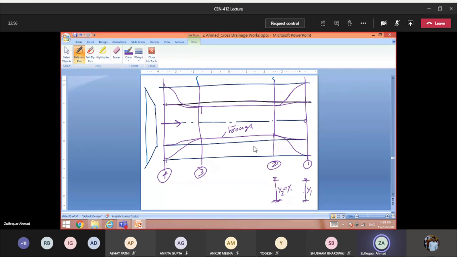So you have to apply the Bernoulli equation at 1 and 2 and you have to get it. Then you have to apply the Bernoulli equation between 2 and 3, and again you have to fix here what is the bed and what is the water level, right?